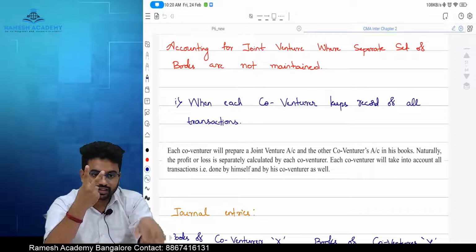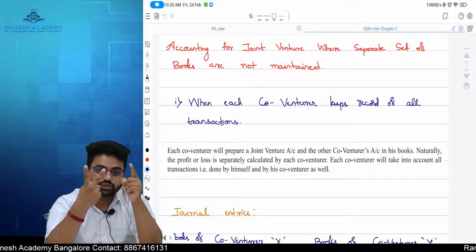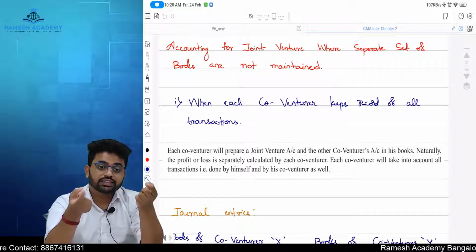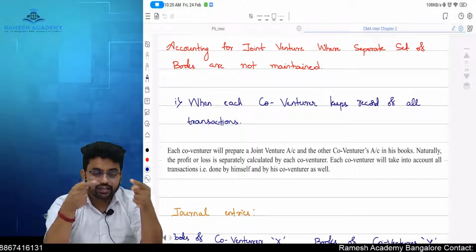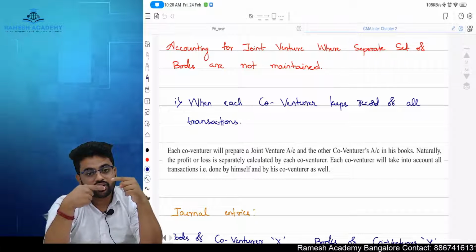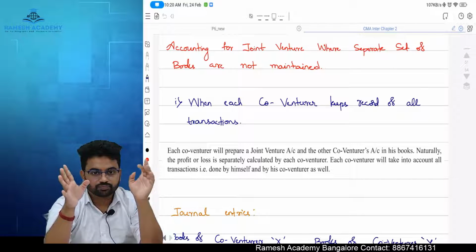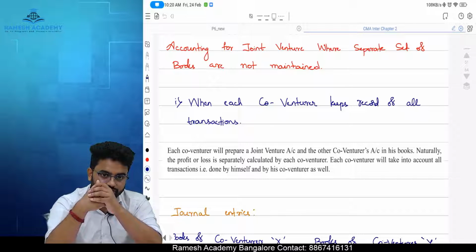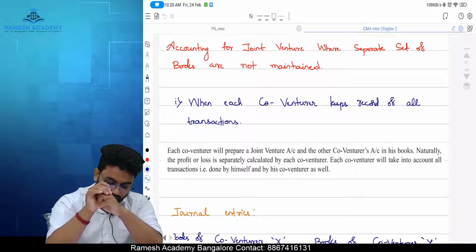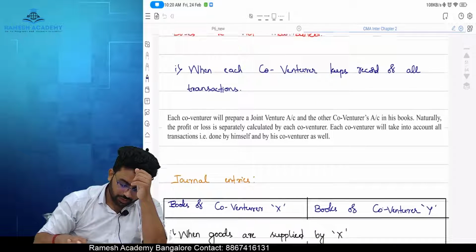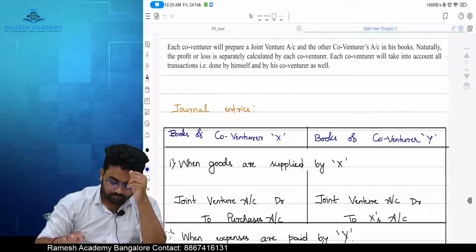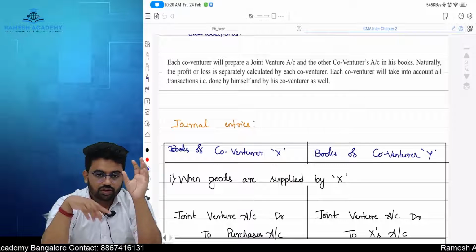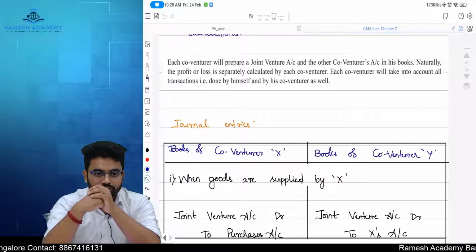So two things are there. One, recording all the transactions. Two, recording only their own transactions. So now we will see when separate set of books are not maintained and all the transactions are recorded in the co-venturer's book. First condition, when each co-venturer keeps record of all the transactions. That time how will the journal entry be? Simple. Let us assume there are two co-venturers, co-venturer X and co-venturer Y.